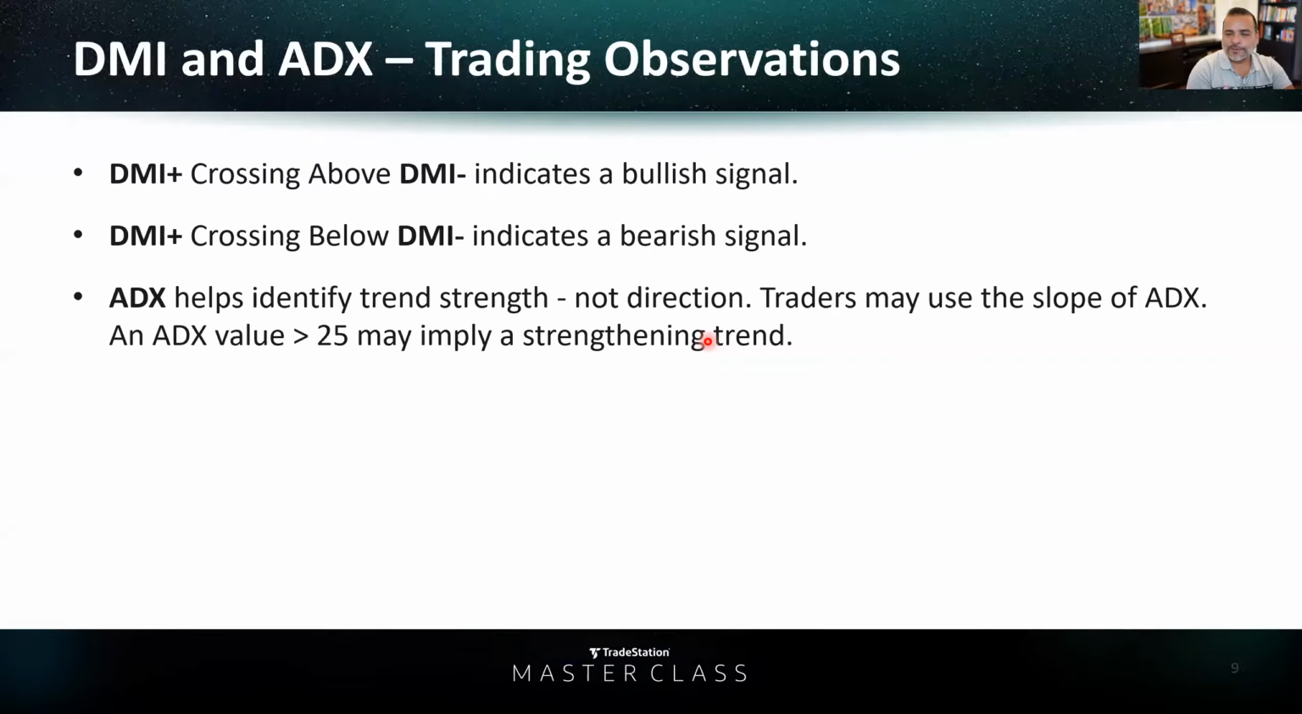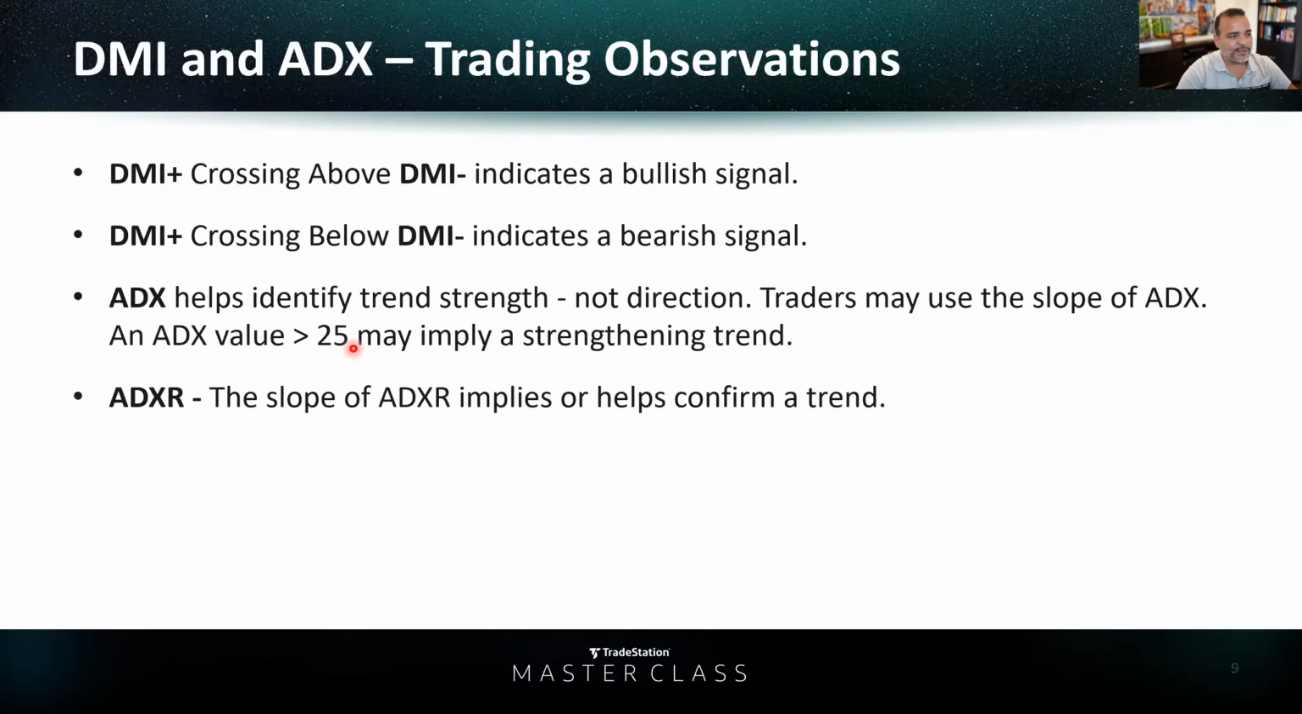The slope is just talking about the angle. If it's turning up, you know that the prices are trending. But if you see it turning down, maybe the trend has lost its intensity. An ADX value greater than 25 may imply a strengthening trend. Always make sure that you are looking at historical values to make sure that the 25 reading makes sense. The slope of ADXR helps confirm a trend.